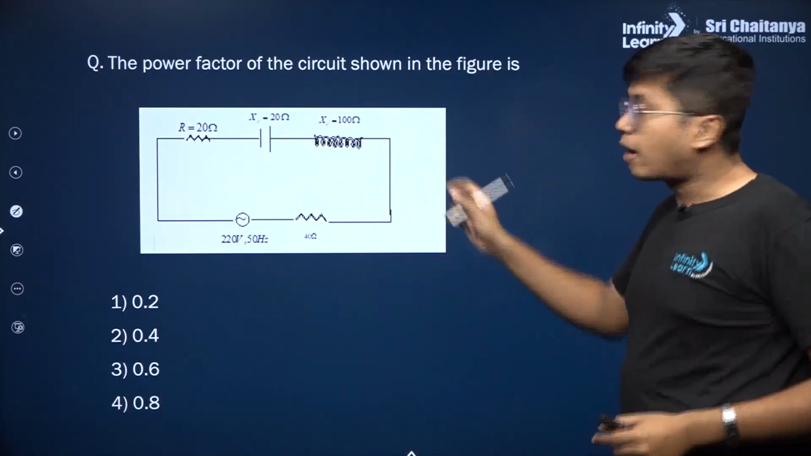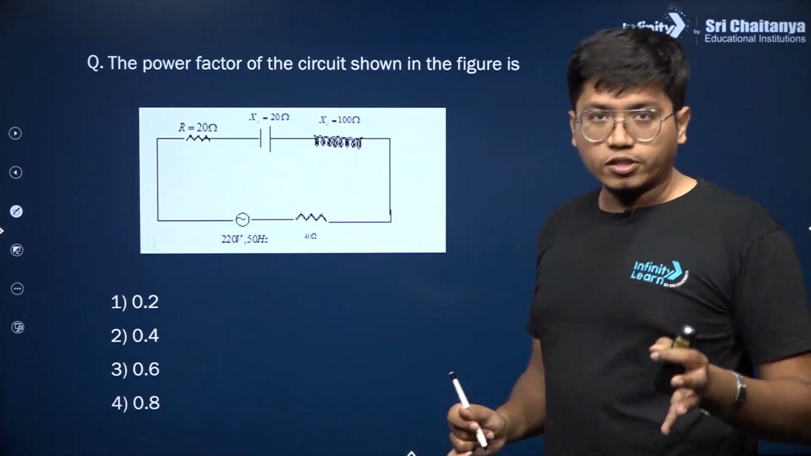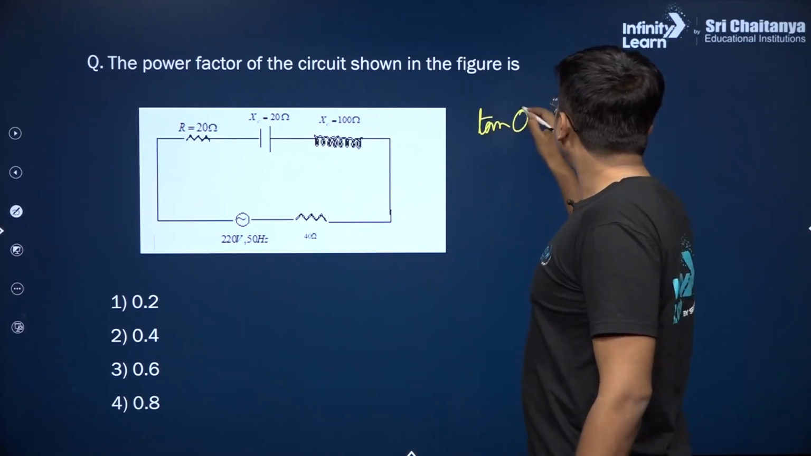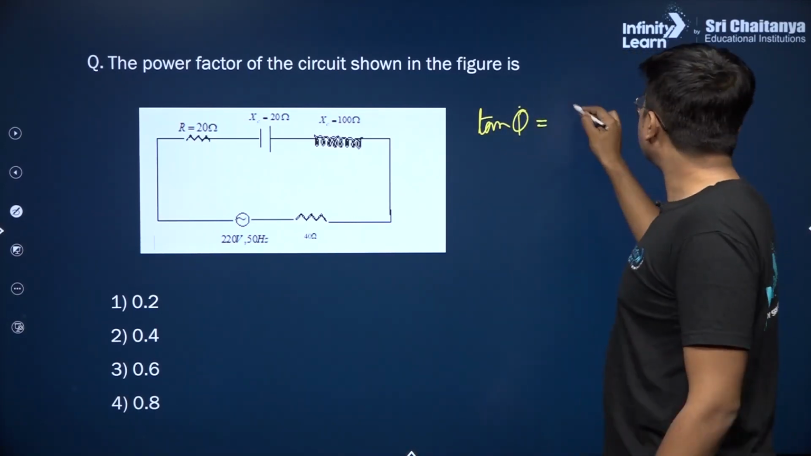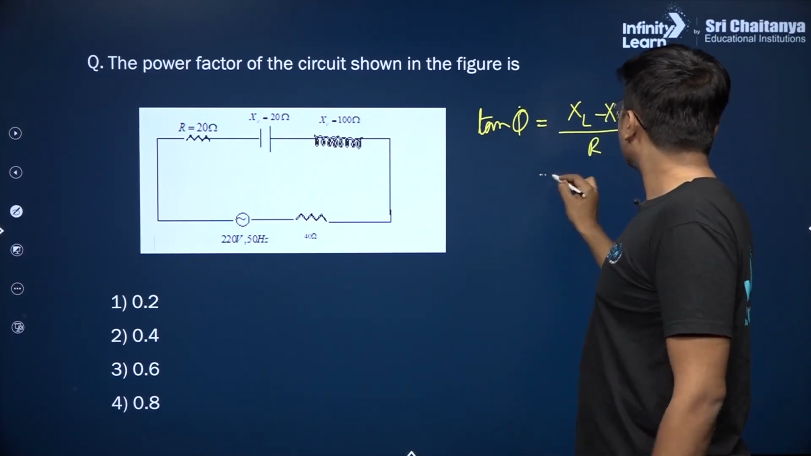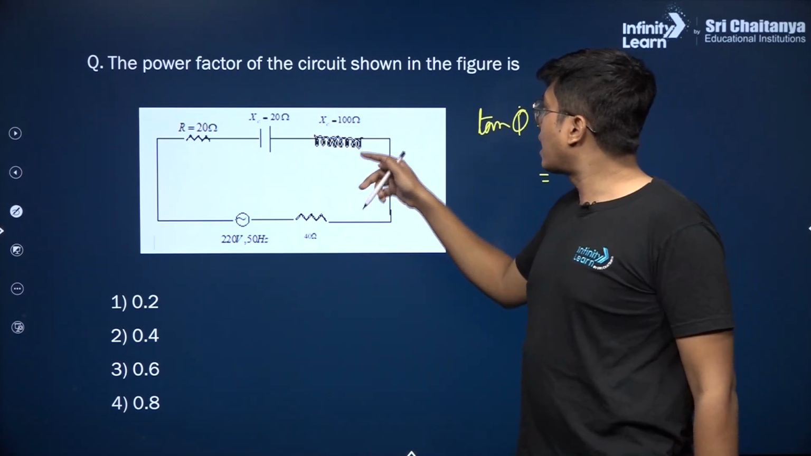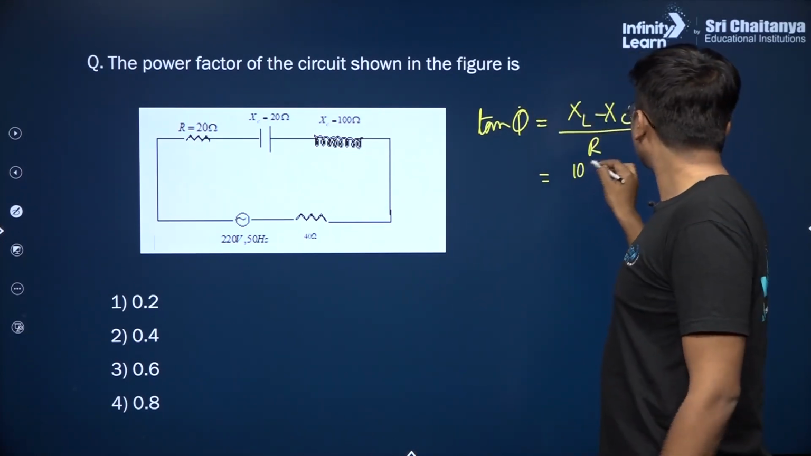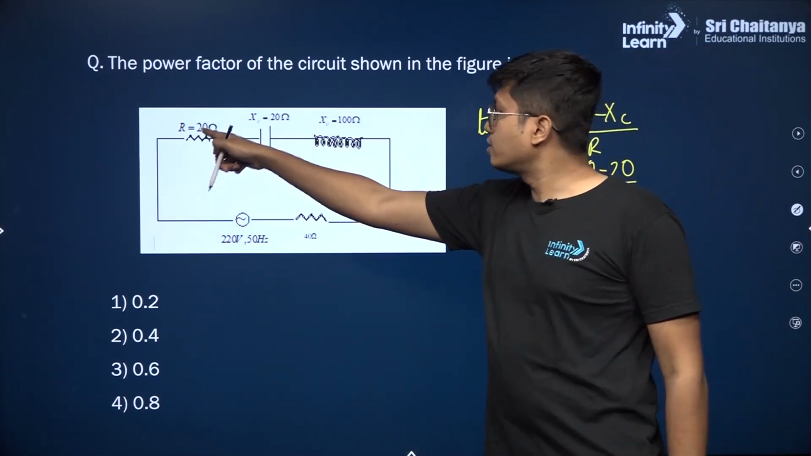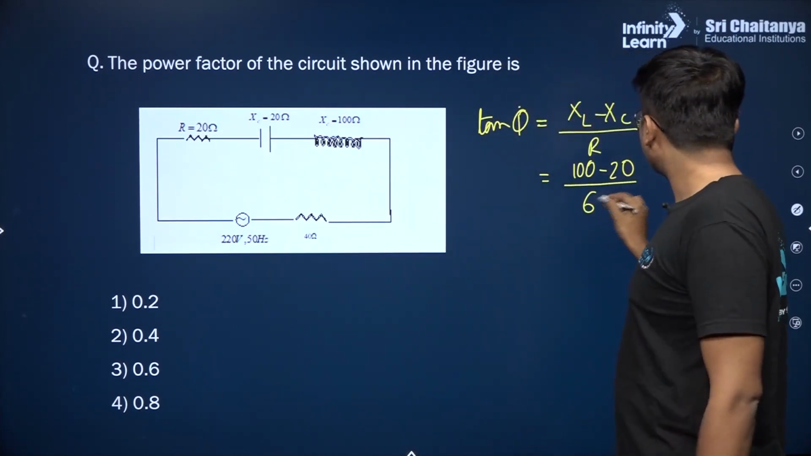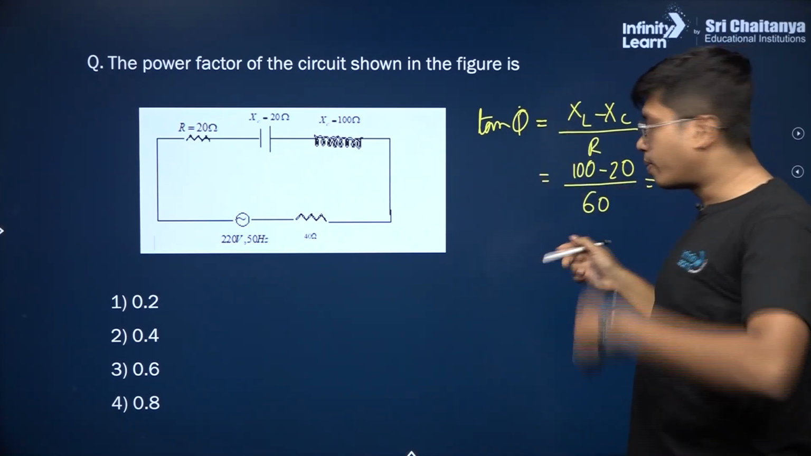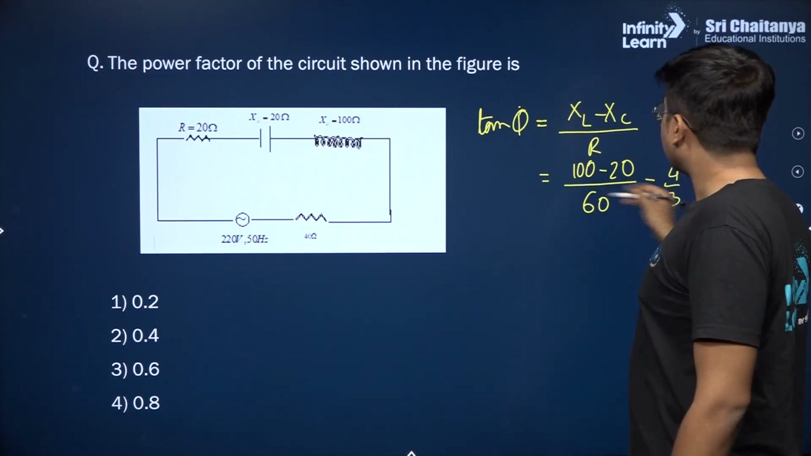Now first, for the power factor, we need that phase difference, and that we get from the relation tan phi is equal to XL minus XC divided by R. So over here XL value is given as 100 ohm, XC is given as 20 ohm, divided by the resistance, which is 20 plus 40, that is 60. That makes it 80 by 60, that is 4 by 3. That is your tan phi.